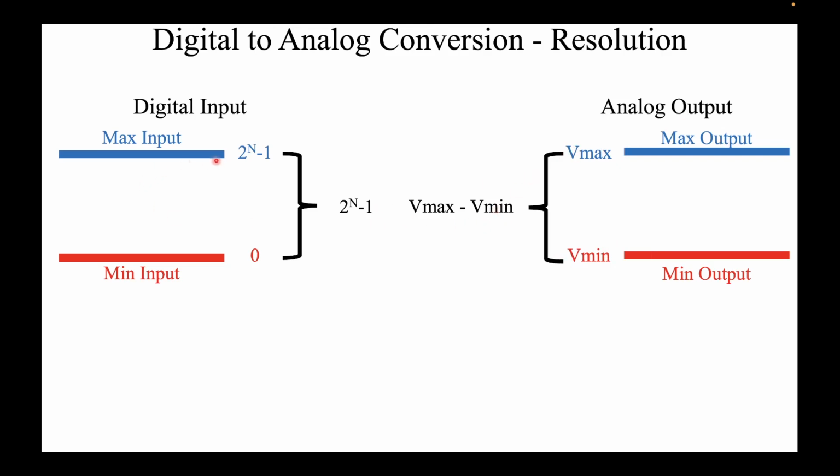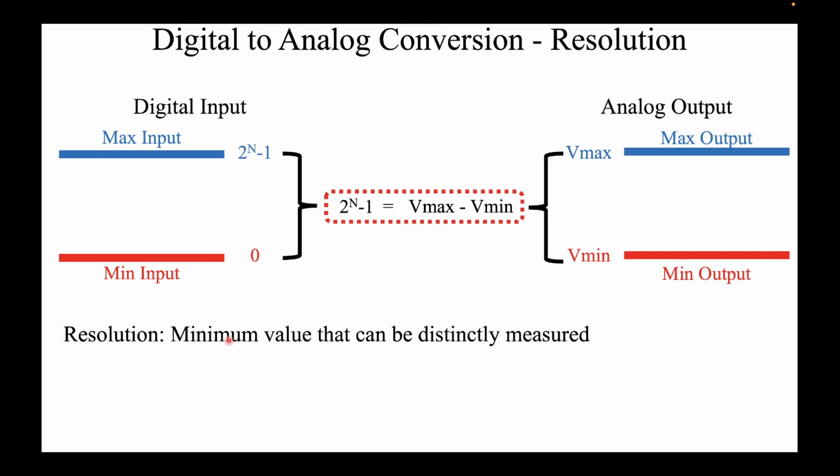Now, please note that we are simply doing a mapping from digital input to analog output. We are not putting in any power, we are not changing the value, we are just representing it in a different way. So the difference between maximum and minimum on the input side should be equal to the difference between maximum and minimum on the output side. Hence, 2 raised to the power n minus 1 should be equal to Vmax minus Vmin.